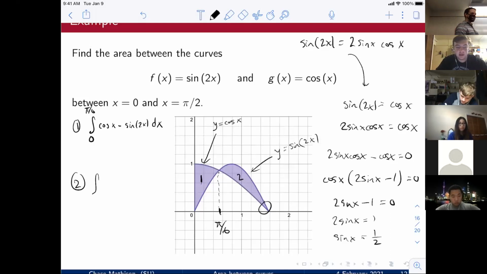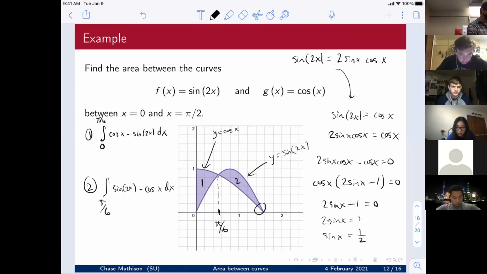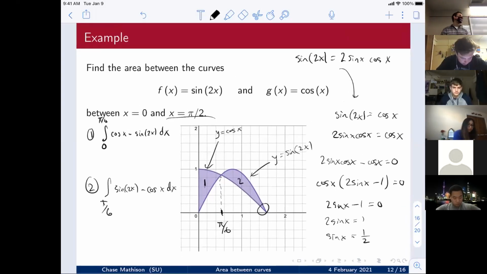You're going to use the upper bound as the lower bound for area 2. Perfect. And then I switch the function. Exactly right. Because now in region 2, sine of 2x is on top, right? So I'm going to get sine of 2x minus cosine of x dx. And then the upper bound, well, I actually gave you up here, you care about this between x equals 0 and x equals pi over 2. And so you know that final upper bound has to be pi over 2.